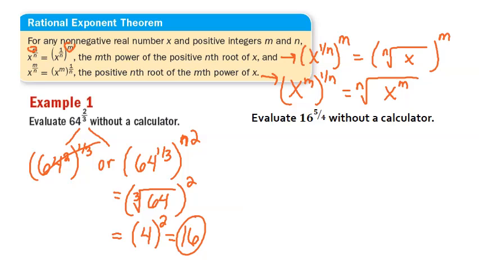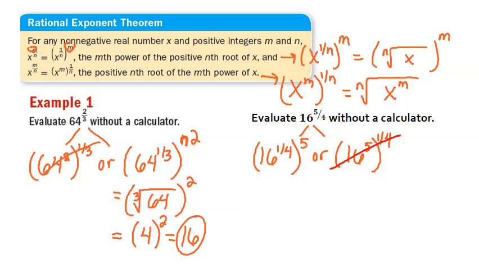We can do the same thing with other bases as well. So if I split this apart, I can either write it as 16 to the 1/4 power, all raised to the 5th, or I can write it as 16 to the 5th power, all raised to the 1/4. Normally it's easier to do the nth root first and then do the bigger power. So again, I'm not going to do this one because I don't know what 16 to the 5th power is off the top of my head.